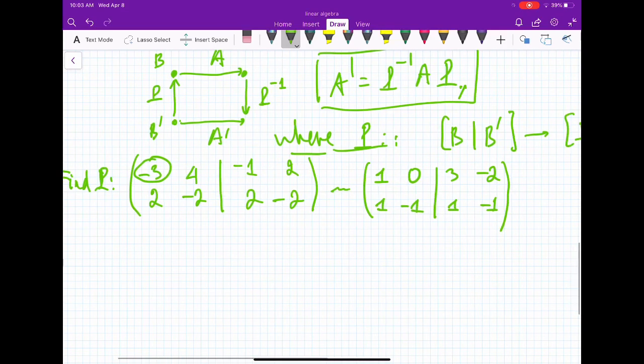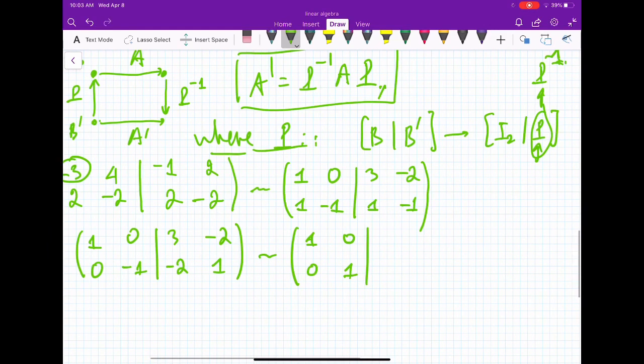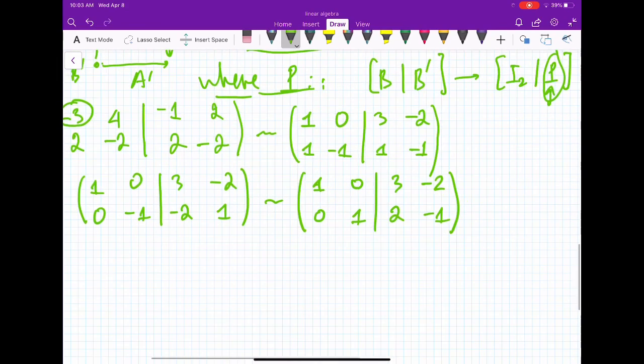Okay, and then I multiply the first row by negative 1 and add to the second, I get 1, 0, 0, negative 1 in here, negative 3, negative 2, negative 1, I have negative 2, negative 1, I have 1 in here, and then I make the identity matrix right here by multiplying the second row by negative 1, I get 3, negative 2, 2, and negative 1. So that is my transition matrix P from B prime to B.